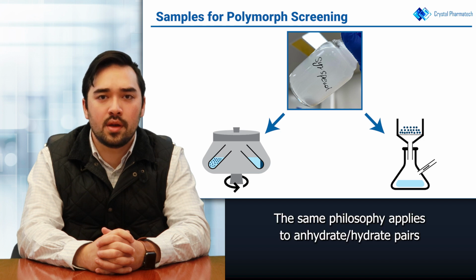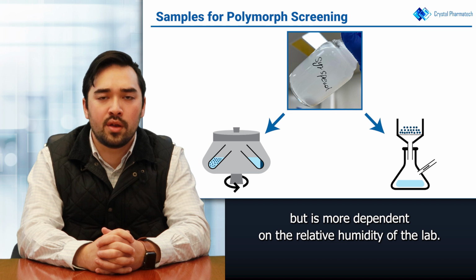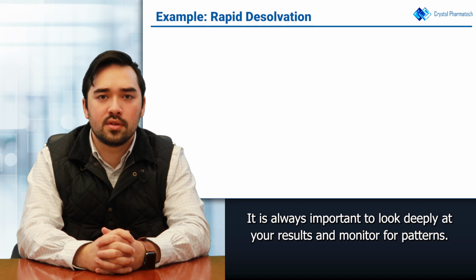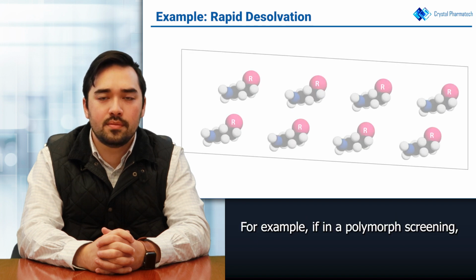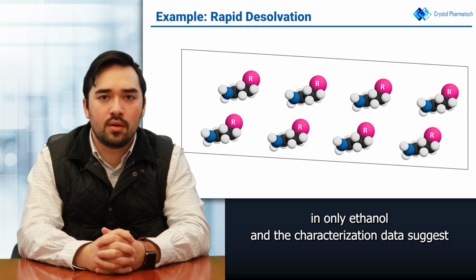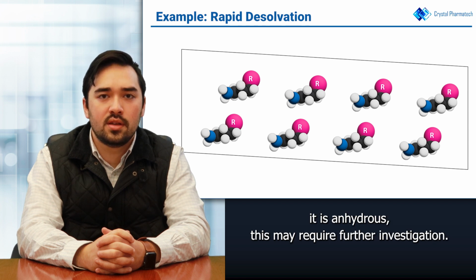The same philosophy applies to anhydrate-hydrate pairs, but is more dependent on the relative humidity of the lab. It is always important to look deeply at your results and monitor for patterns. For example, if in a polymorph screening, you always obtain a specific polymorph in only ethanol, and the characterization data suggests it is anhydrous, this may require further investigation.